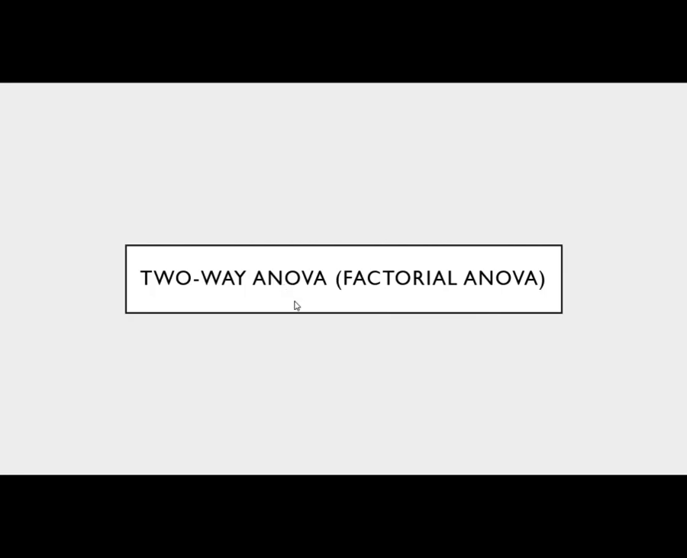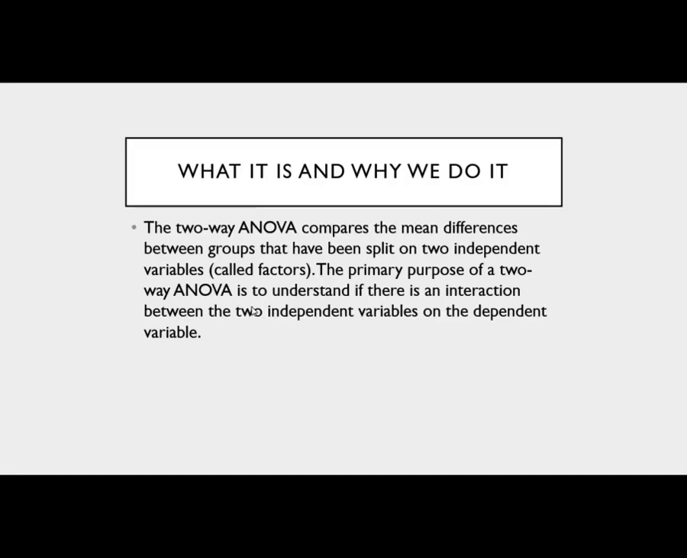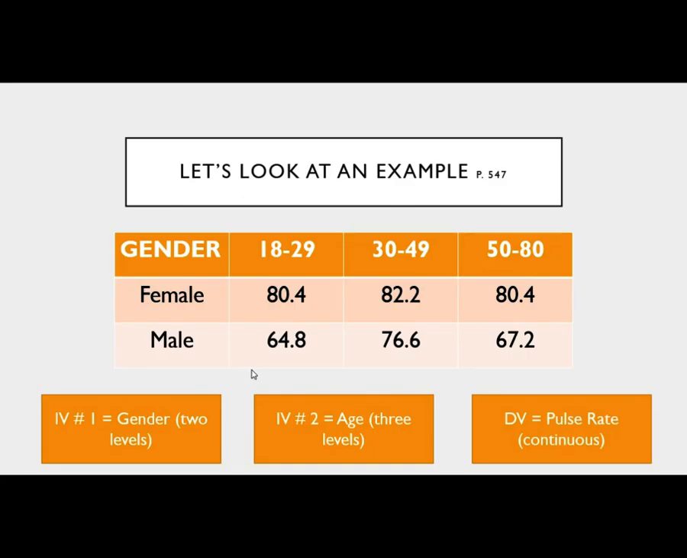Now we're going to two-way ANOVA, factorial ANOVA. What is it and why do we do it? So a two-way ANOVA compares the mean differences between groups that have been split on two independent variables called factors. The primary purpose of a two-way ANOVA is to understand if there is an interaction between the two independent variables on the dependent variable. So let's look at an example on page 547.